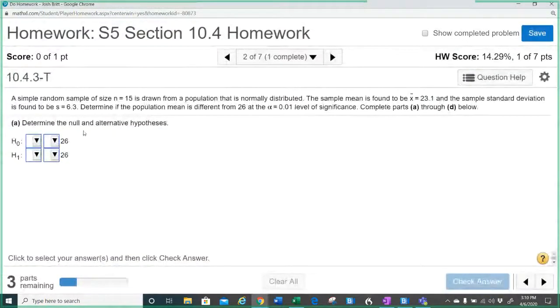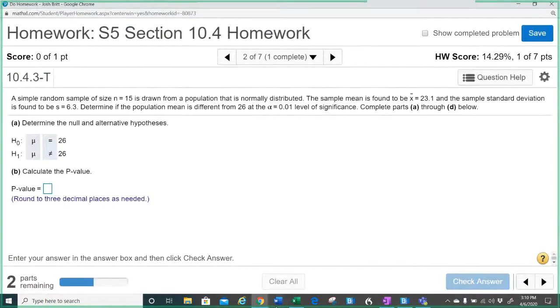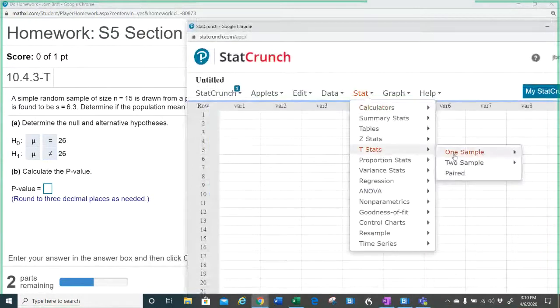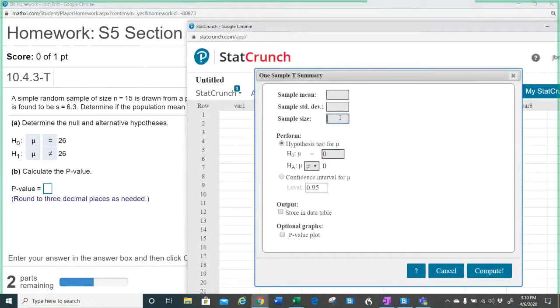Okay, sample mean this time, so mean. Determine if population mean is different from 26. So equal to 26 or not equal to 26. Okay, p-value. We'll do stat, t-stat, one sample with summary. N is 15, standard deviation 6.3, and sample mean 23.1.